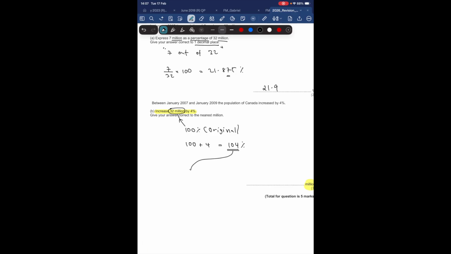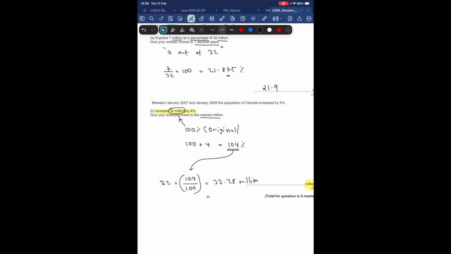Now remember, a percentage is just a fraction out of 100, so I can write 104% as 104 over 100. That's its fraction. And then all I do is multiply it by the original value, which was the 32 million. If I do that on the calculator in one go and type it in exactly as I've written it, using the brackets, I end up with 33.28. And that answer is going to be in millions. So we just write the word million next to it.